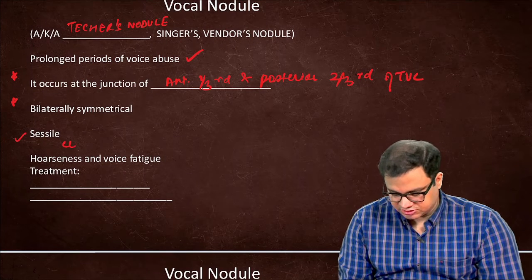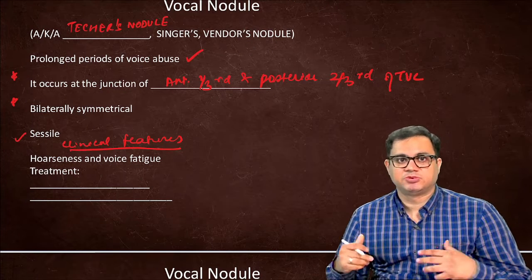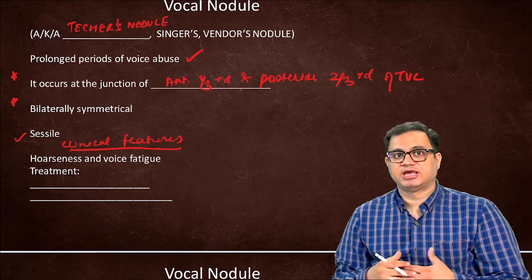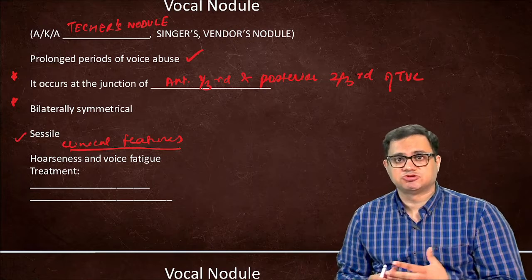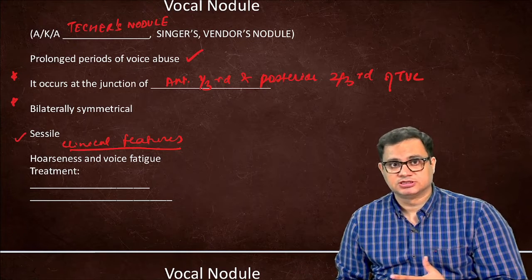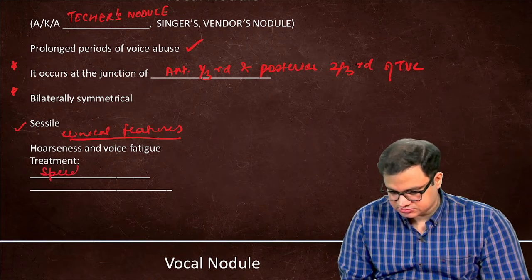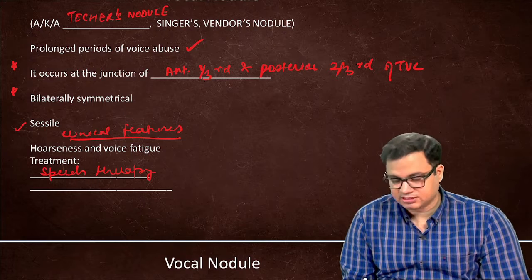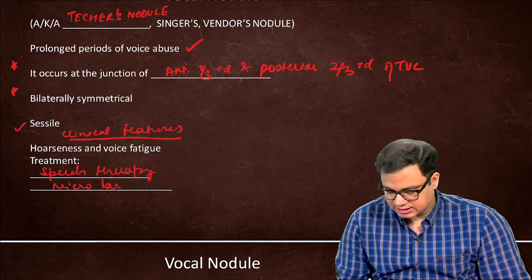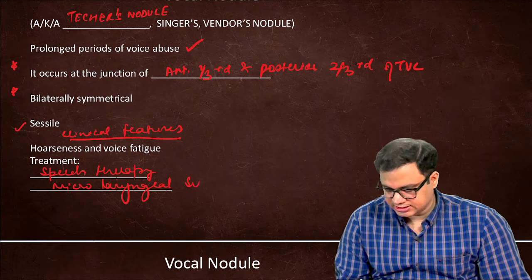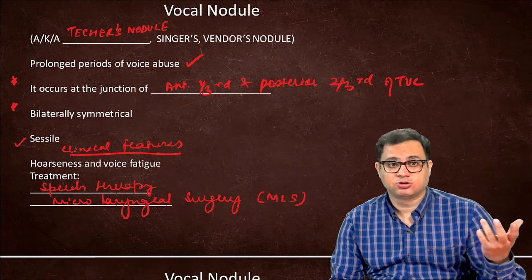What are the clinical features? The patient who presents to you with vocal nodule in the OPD will have a hoarse voice and voice fatigue. Hoarse voice and voice fatigue are the clinical features with which the patient will present to you. Now, coming to the treatment, you give such patients speech therapy, and if they do not improve with speech therapy, then you go for microlaryngeal surgery. Microlaryngeal surgery is also known as MLS.